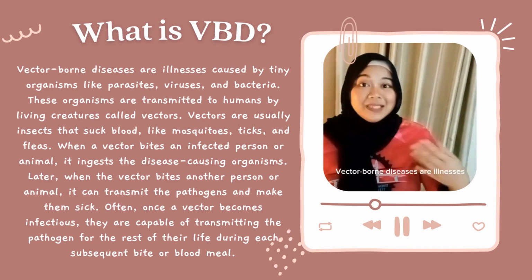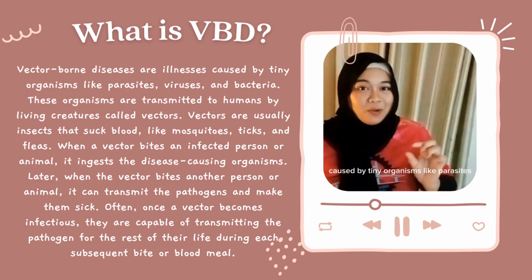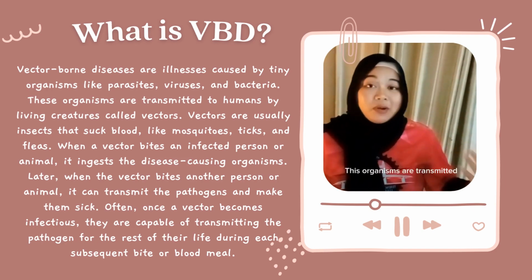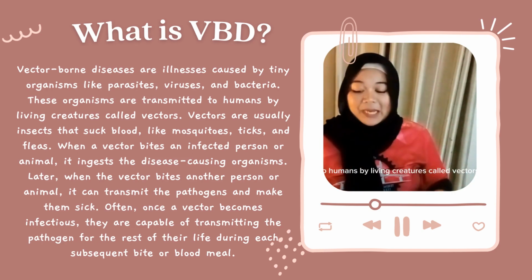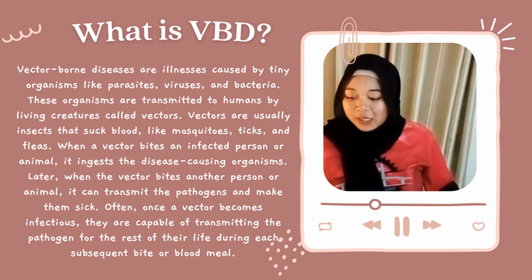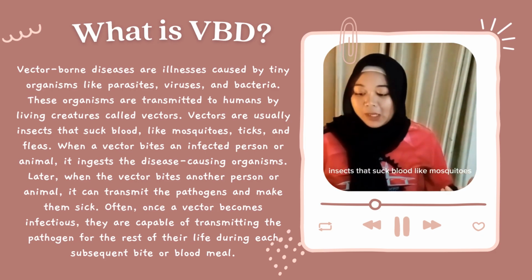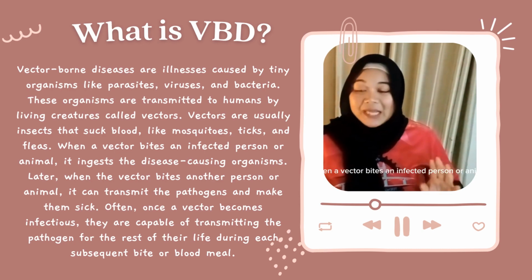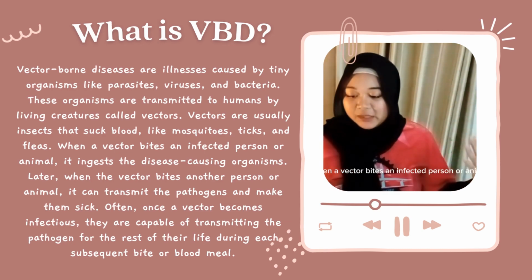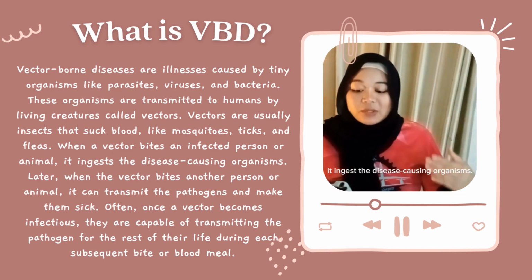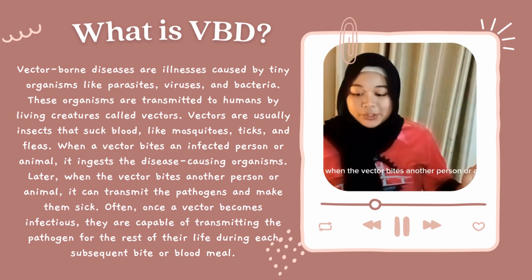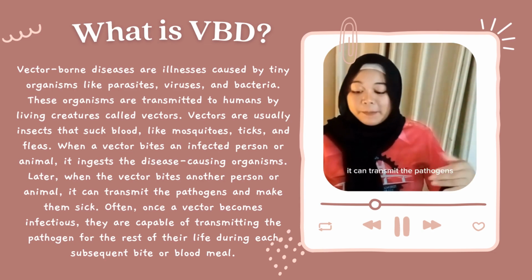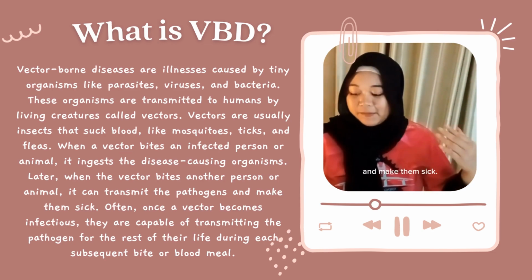Vector-borne diseases are illnesses caused by tiny organisms like parasites, viruses, and bacteria. These organisms are transmitted to humans by living creatures called vectors. Vectors are usually insects that suck blood, like mosquitoes, ticks, and fleas. When a vector bites an infected person or animal, it ingests the disease-causing organism. Later, when the vector bites another person or animal, it can transmit the pathogens and make them sick.